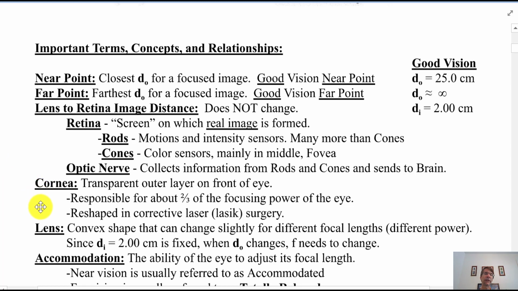Okay, cornea, all right, that's the front transparent cover on the front of the eye. It actually does more bending of light than the actual lens. It's responsible for about 2/3 of the focusing power of your eye. And that's what's reshaped in laser or LASIK surgery. That's what they shave to reshape to then correct your vision. They don't mess with your lens for LASIK surgery.